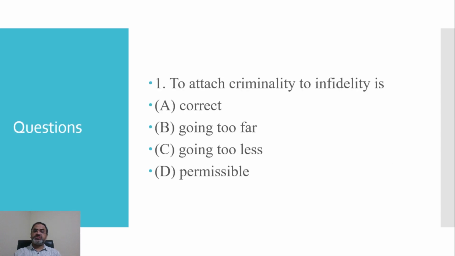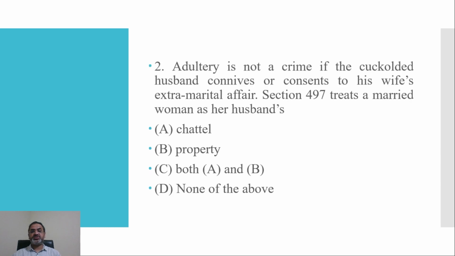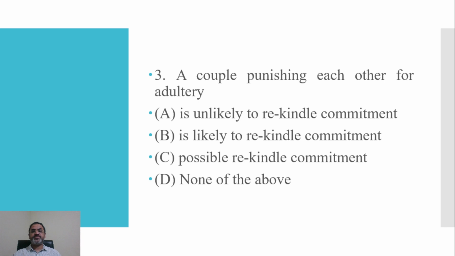Now we'll see a few questions based on this passage. To attach criminality to infidelity is going too far, clearly directly taken from passage. Adultery is not a crime if the cuckolded husband connives or consents to his wife's extramarital affair. Section 497 treats a married woman as her husband's chattel property, both A and B. So option C is the right answer.